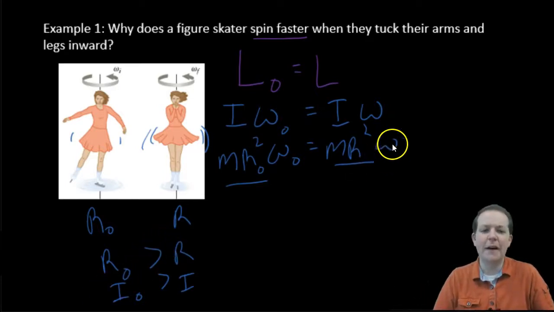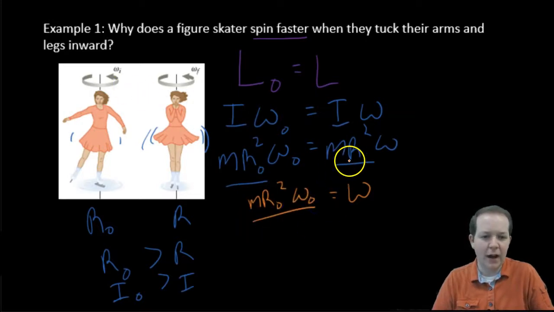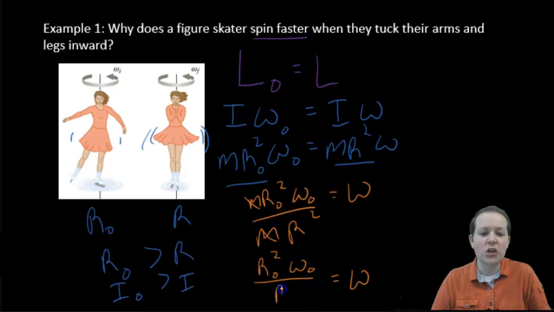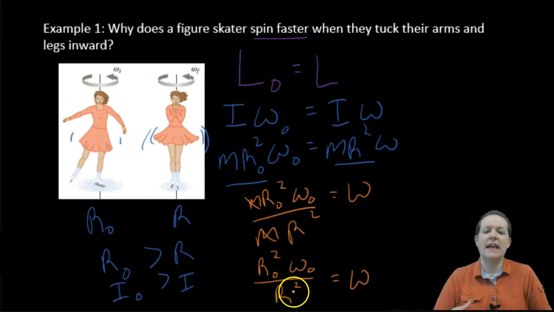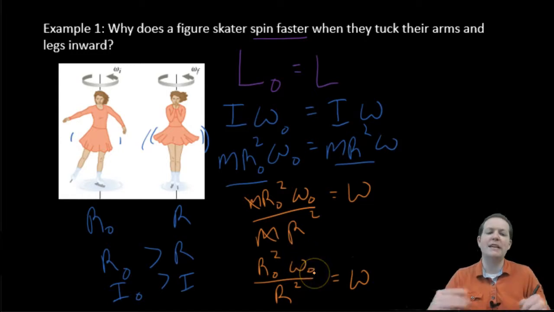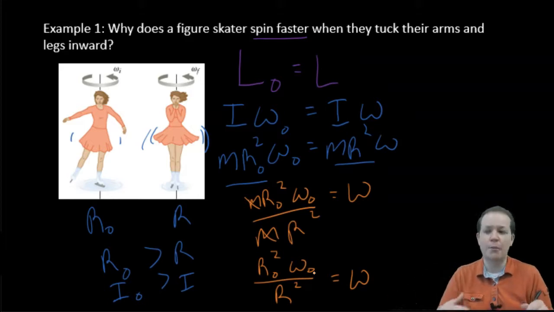If I solve for the final velocity, that's going to be m r0 squared omega naught divided by m r squared. The mass is going to cancel, but what does that look like? Omega, the final velocity, is based on the ratio of their initial radius and their final radius. If r is getting to be a smaller number, it's in the denominator, which means omega, the final velocity, must be getting larger. That's why the figure skater is speeding up. There's no outside torque, so their momentum is conserved.